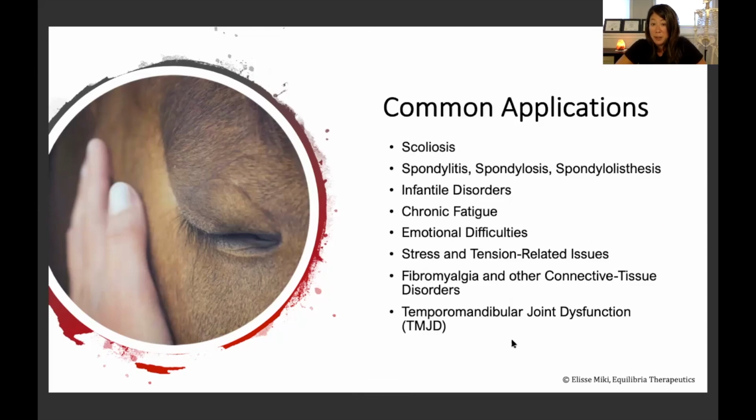Getting into the spinal issues, this makes sense because, as we said, the spinal cord runs the whole course of the body. So treating any of these spinal issues such as scoliosis, the spondy group, so those are all the various different spinal disorders that can show up.